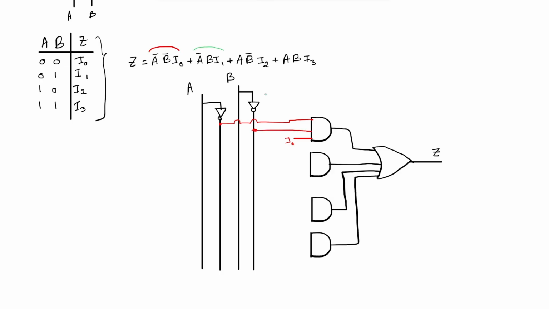For the second term, we have I1 as one of the inputs. This is I1. And then we need A bar multiplied by B. So similarly, you can take A bar from here, and we need B, so we can take B from here. Now for this AND gate, we need to make this term I2, and we need A multiplied by B bar, so we can take A from here and B bar from here. And the last term, we need A B multiplied by I3, so this is I3. And we need A and B. So this is A and this is B. So this is the internal circuit of 4 to 1 MUX.